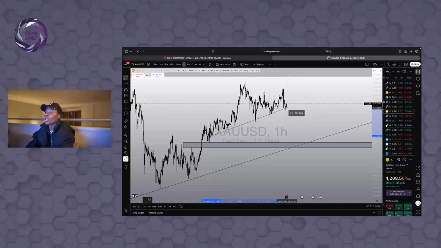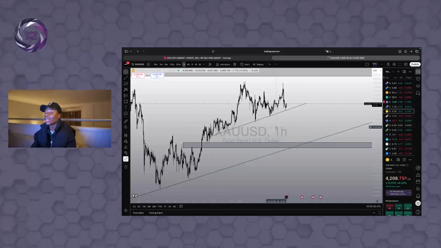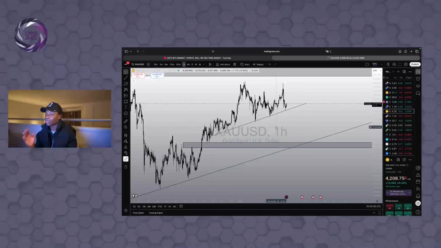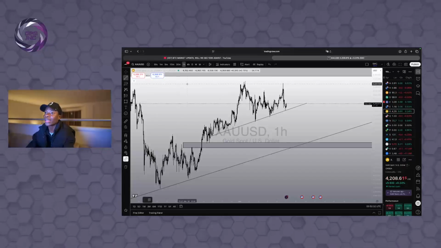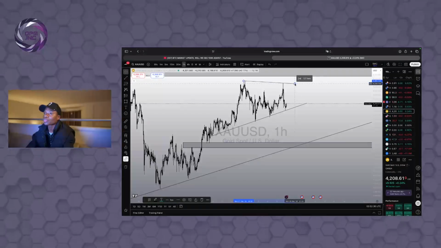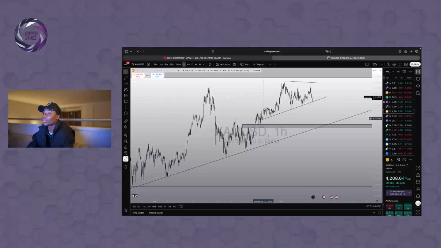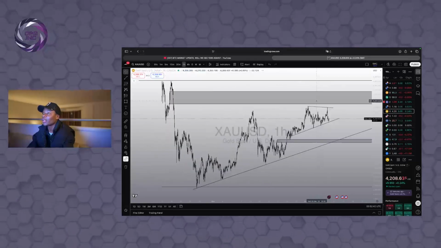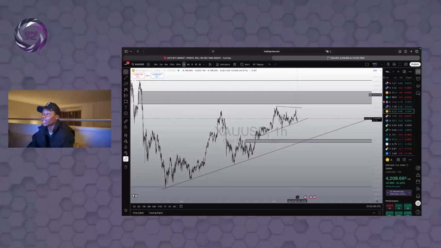So we have our internal liquidity here, but this seems to be holding up, and then we also have these relative equal highs on the 1 hour time frame. Because we now see these relative equal highs on the 1 hour time frame, and we see this build up of internal liquidity here, I do believe that price is going to reach up into this level.